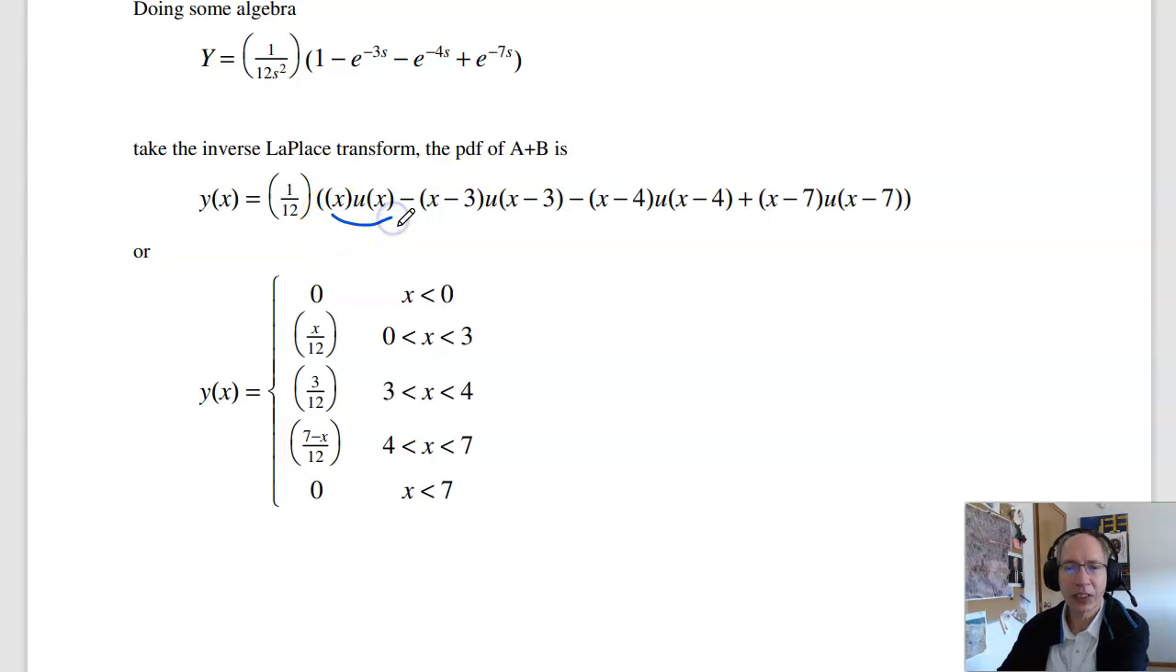This one kicks in between 0 and 3. These two kick in between 3 and 4. 4 to 7, and then onward.